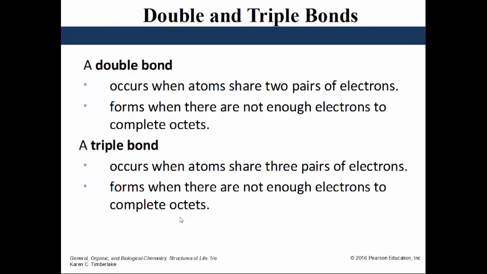Alright, now we'll move on to double and triple bonds. Everything we talked about so far has just been regular single bonds. Now a double bond will occur when atoms share 2 pairs of electrons. And this is usually formed when there aren't enough electrons to complete the outermost shell. So sometimes these bonds will double up in order to fulfill that outermost shell to make it more stable. And a triple bond is when atoms share 3 pairs of electrons. And just like with the double bond, it's usually formed to help make the atom much more stable, and when there aren't enough electrons to go around to make the outermost shell full.